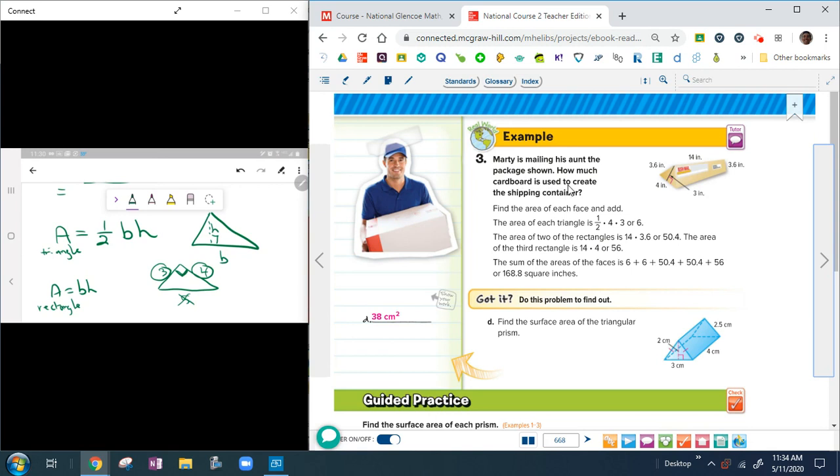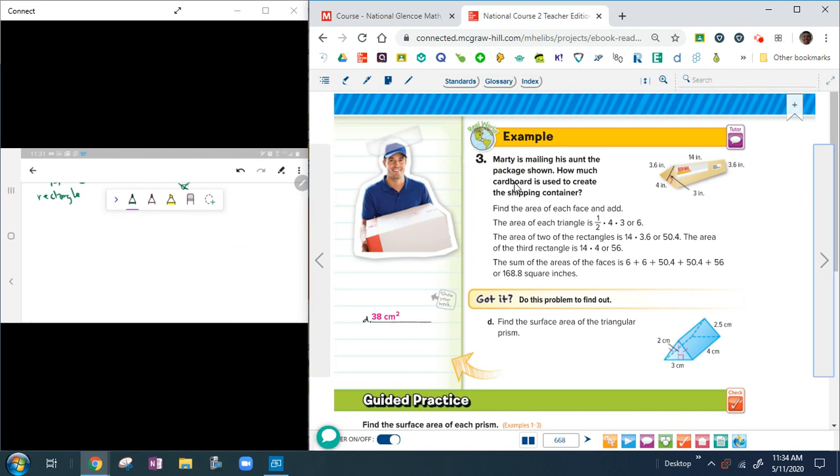Okay, how much cardboard is used to create the shipping container? So cardboard is kind of like an outer wrapping. When we're talking about outer wrapping, that should indicate in your head, oh, I'm doing surface area. So find the area of the surfaces and add them up. Let's see if we can do it like they do it over here, okay? I'm going to take the answer off there. And let's see, find the area of each face and add.